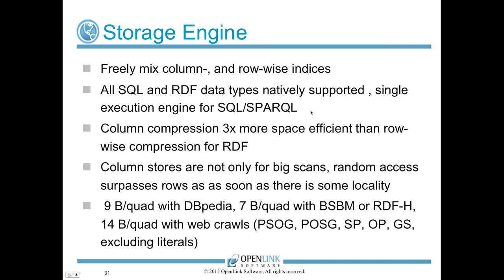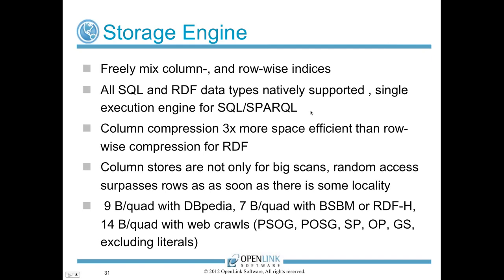Then you had LOD cache, which is arbitrary web crawls with lots of tiny graphs. Some datasets are very regular, such as Uniprot, but then you have datasets like social graph crawls, which are very irregular. Even there you get, let's say, 14 bytes a quad, as opposed to maybe 36 bytes a quad with Virtuoso 6. So that's still a very significant improvement.